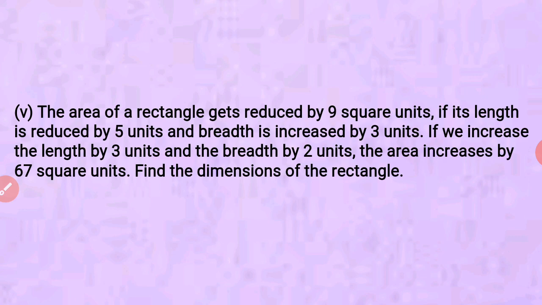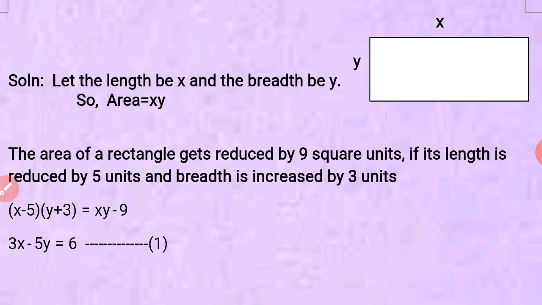The second condition is, if we increase the length by 3 units and the breadth by 2 units, the area increases by 67 square units. Find the dimension of the rectangle. That means we are supposed to find out the length and the breadth. In that case, we are going to consider the length to be x and the breadth to be y. You can see the picture of that rectangle also. In that case, the area will be xy.